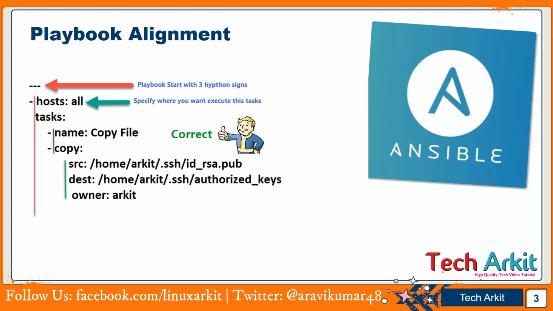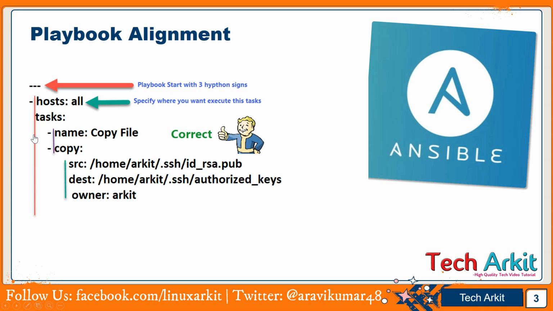playbook. If you want to write these playbooks here, you just have to make sure the alignment is perfect. Whenever you are writing here, it should be four spaces starting from here to here. So there are four spaces when you would like to specify this, like this: tasks colon, then from here to here there is a four space indent, 1 2 3 4.